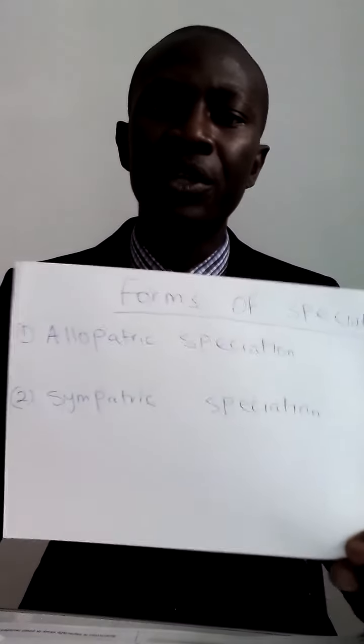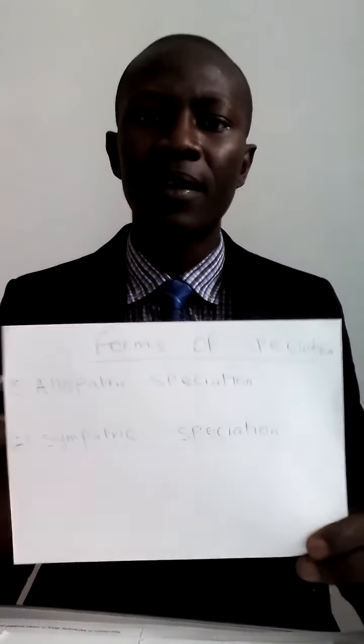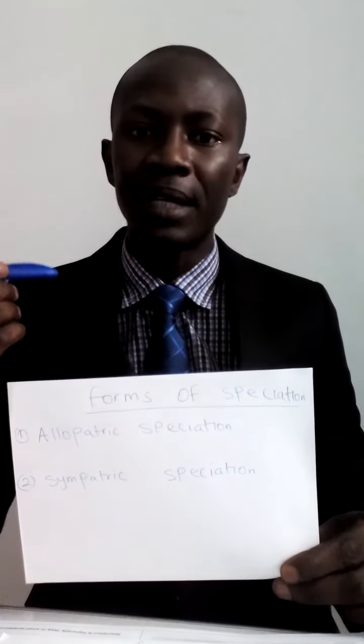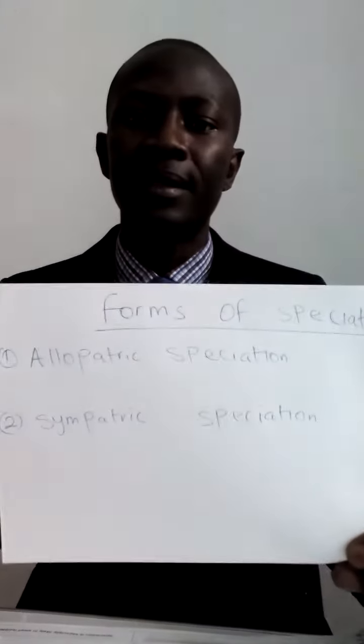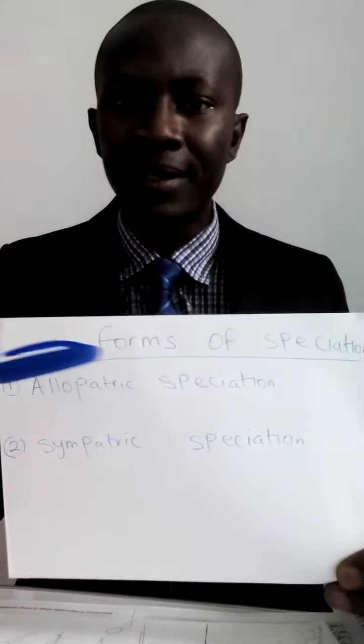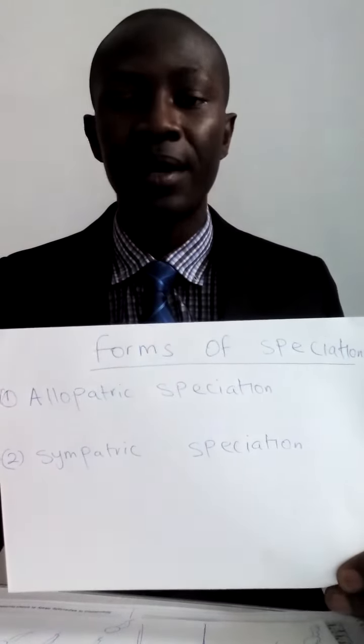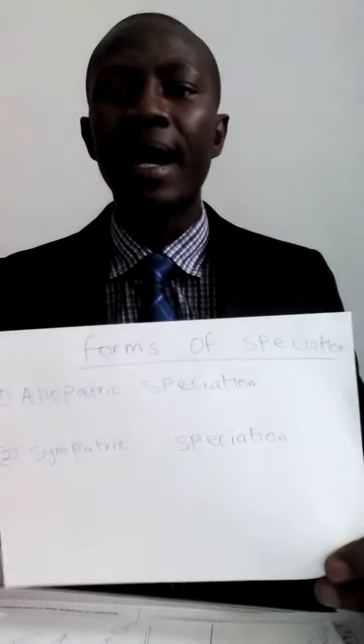Now, today we are going to talk about the forms of speciation that we normally encounter. We are going to look at the two main forms of speciation that are common in our world. They are allopatric speciation and sympatric speciation. What do we mean by allopatric speciation?